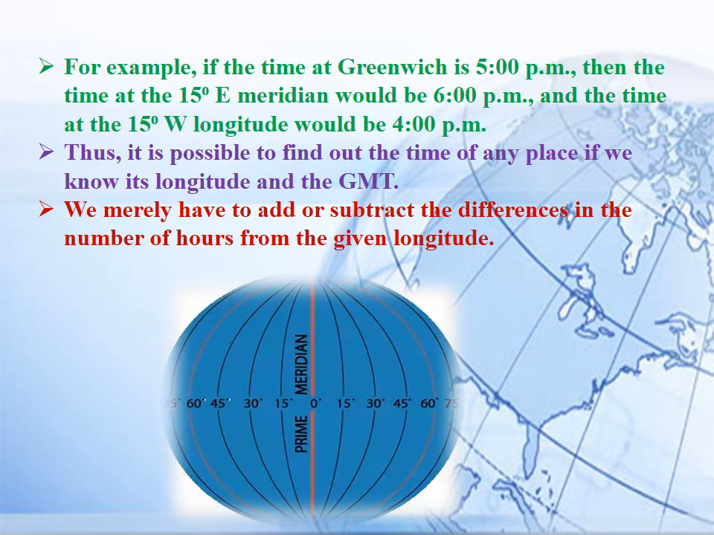For example, if the time at Greenwich is 5 p.m., then the time at the 15 degree east meridian would be 6 p.m. and the time at the 15 degree west longitude would be 4 p.m. Thus, it is possible to find out the time of any place if we know its longitude and the GMT, that is Greenwich Mean Time. We merely have to add or subtract the differences in the number of hours from the given longitude.